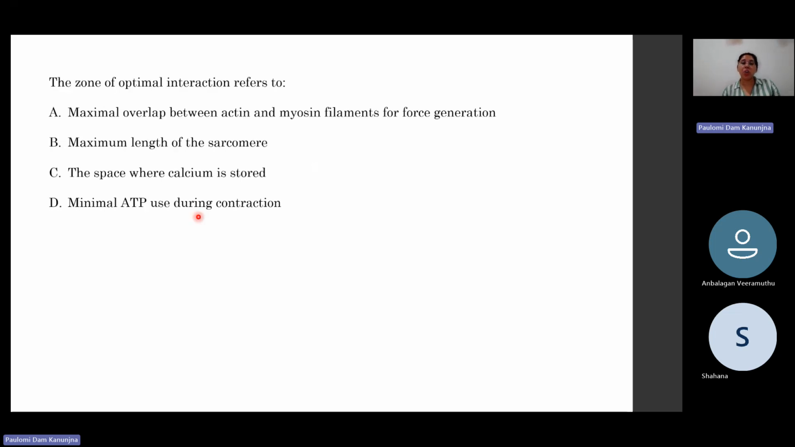Next, what does the zone of optimal interaction mean? I will wait for 1 minute and then we can look at the answer. In the meanwhile, the chat box is open. Please, whatever you feel, if you know the answer, please put it in there. Don't feel hesitant.